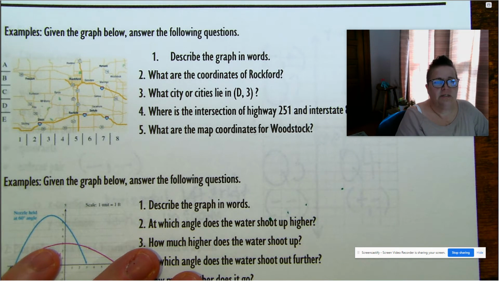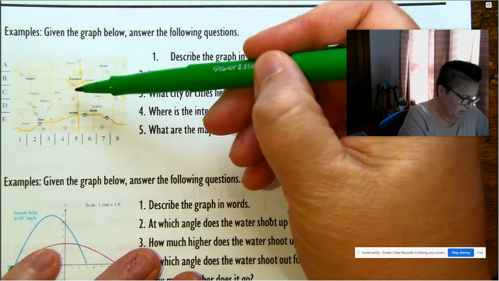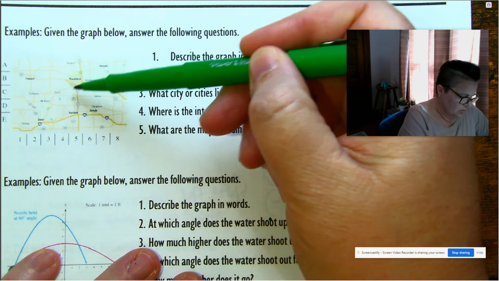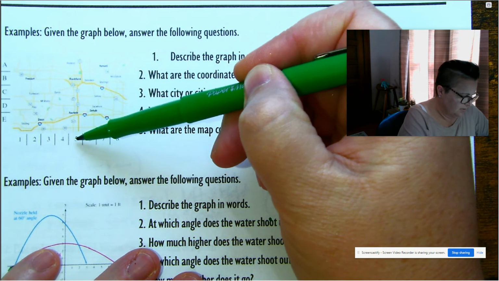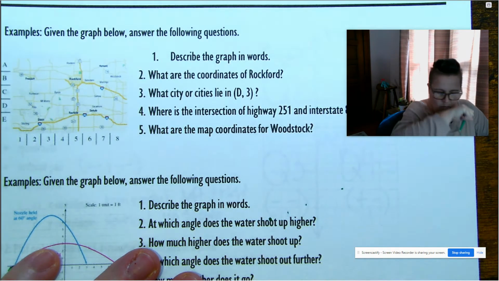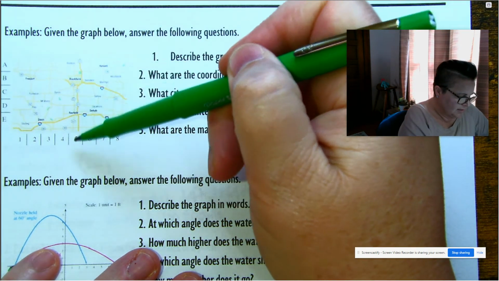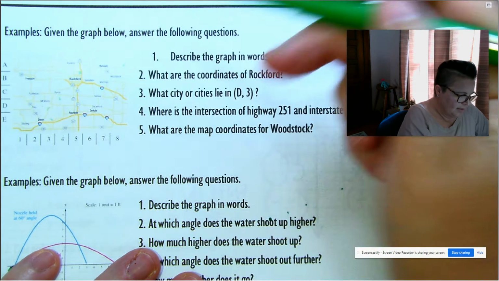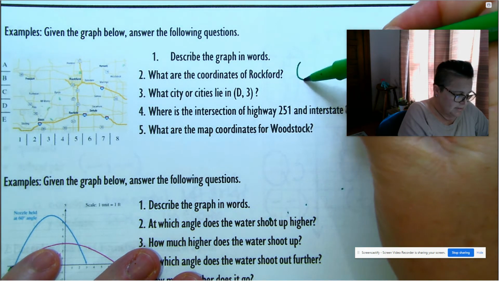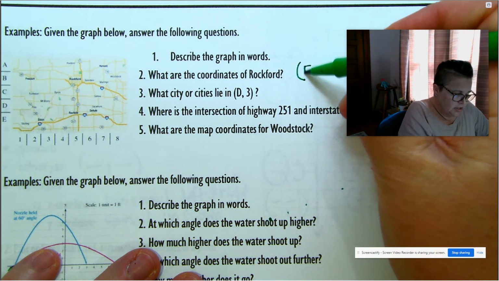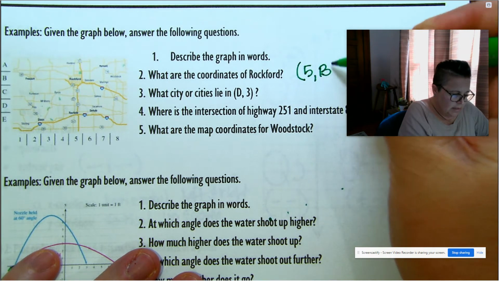What would the coordinates be of Rockford? Okay, so if I'm looking at Rockford, it's right here. Along the horizontal, that is 5, and along the vertical, that is B. So I would say that Rockford is in the region 5B.